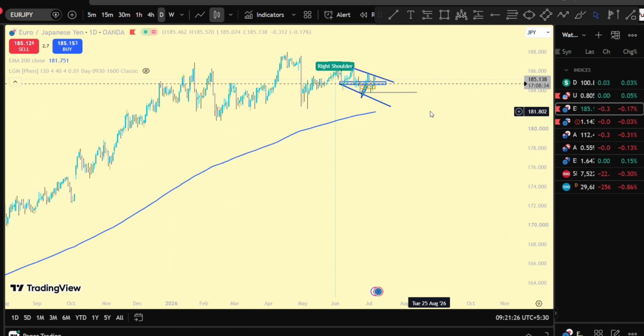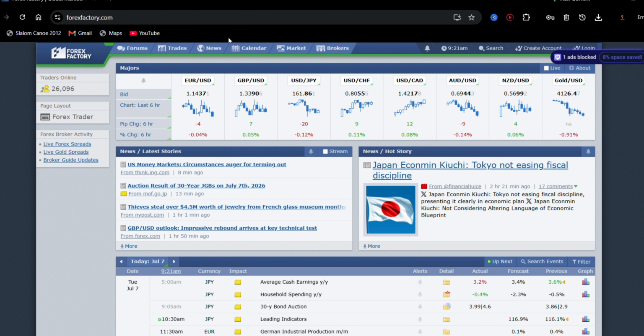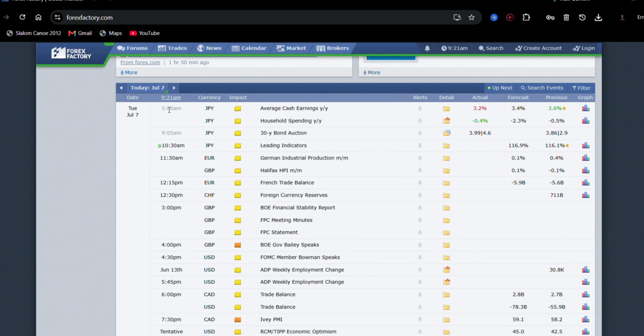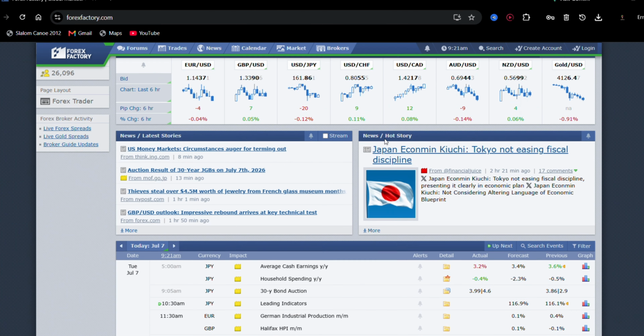And also, if you want to know about the news events right after they release, let me show you a website real quick. So this is Forex Factory. This is the place where you should look for news. In an instant, they will give you the news. As you can see, at 5 a.m. we have a Japanese yen news event. So it tells whether the news is related to what currency pair. As you can see, this news is related to JPY, this news is related to Euro, GBP.